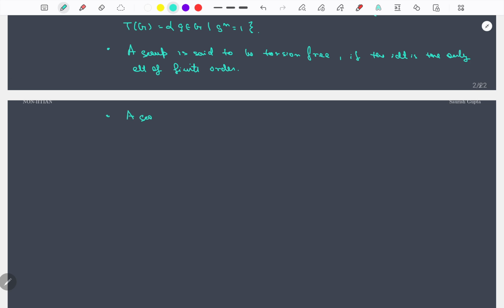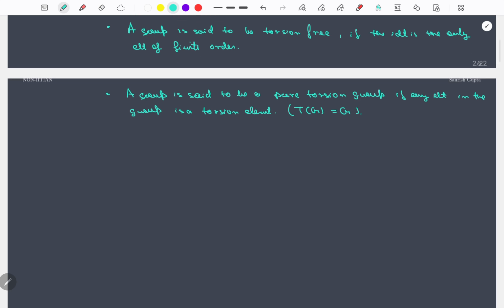A group is said to be a pure torsion group if every element in the group is a torsion element. So in this case, by our notation, T of G must be equal to G. And one very important example of such a group is Q mod Z.